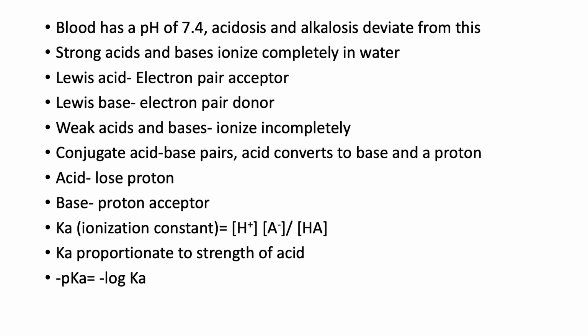So as I said earlier, blood has a pH of 7.4. And if you have acidosis or alkalosis, you're getting deviation from this, and you have physiologic problems with this. Acidosis is much more common clinically. You get that with the diabetic ketoacidosis, and this is a dire emergency when it develops.